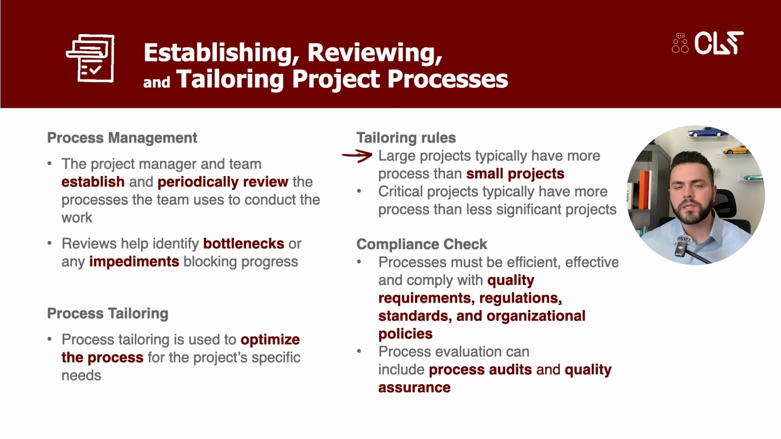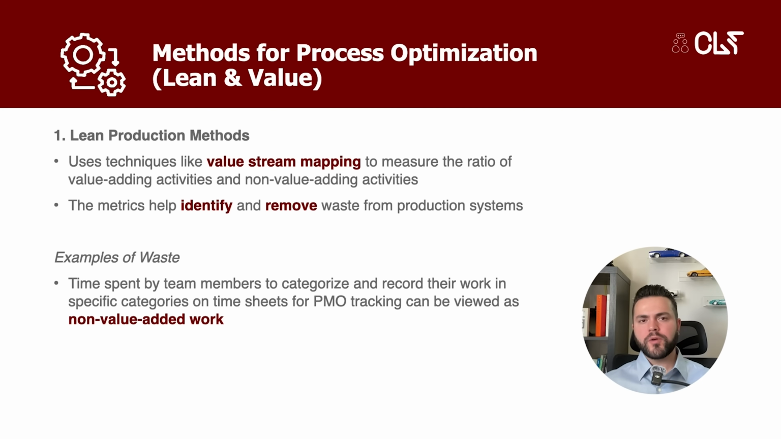For example, large projects typically have more process than small projects, and critical projects typically have more process than less significant projects. Finally, we have the compliance check. Our processes mustn't only be efficient and effective, but they must also comply with critical requirements, including quality requirements, regulations, standards, and organizational policies. Last but not least, we can evaluate process health through methods like process audits and quality assurance. But the question is how we actually optimize these processes.